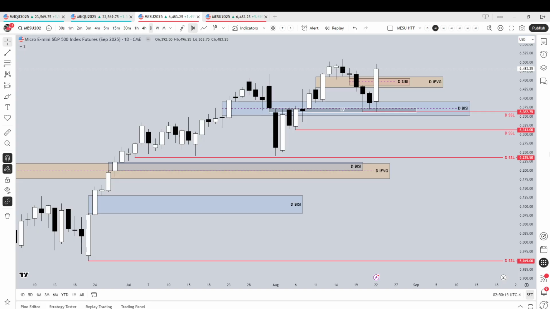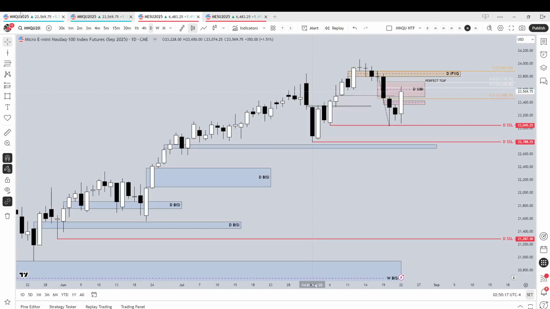But again, I do like to pay attention to this price delivery right here on NASDAQ, and I really like the fact that it created a very nice TGIF retracement to the 30% at 23,628. So as you can see here, it just worked right into that, which is just right above the CE level of the daily SIBI. So very interesting to see.